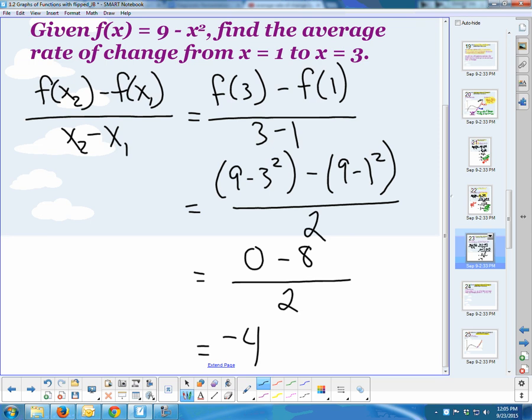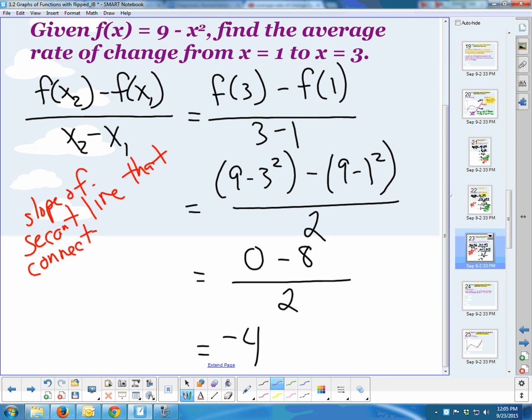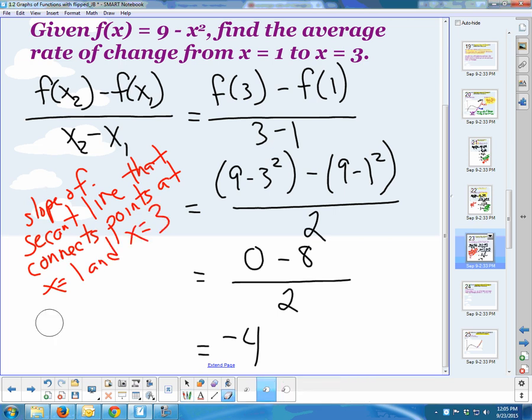So the average rate of change for this function f, which is the function 9 minus x squared, is negative 4. Once again, what does that mean graphically? It means the slope of the secant line that connects the points at x equals 1 and x equals 3 is negative 4. So the line would be going down.